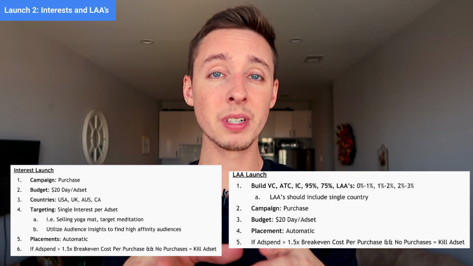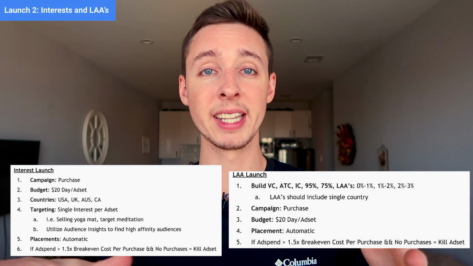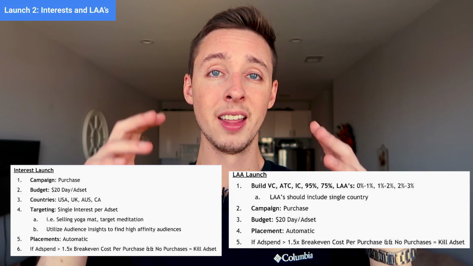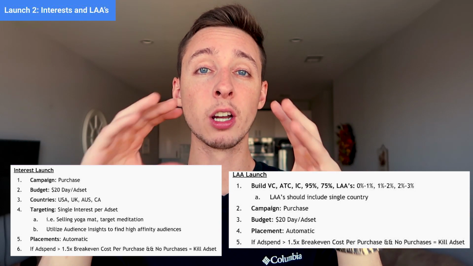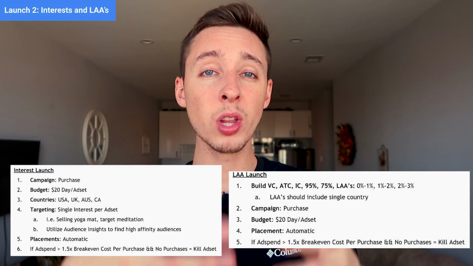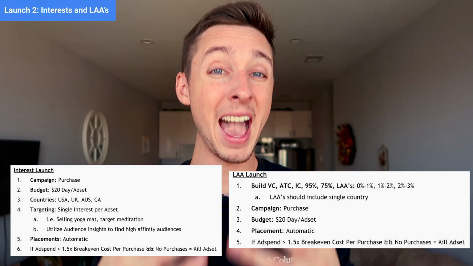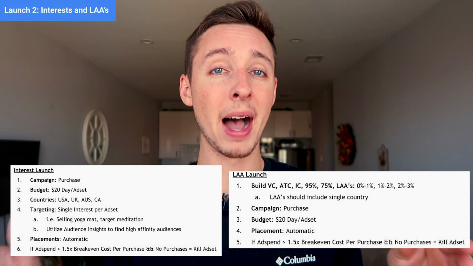I do a 0% to 1%, 1 to 2%, and 2 to 3% breakdown for the lookalikes. This time though, the lookalike should include a single country. I don't include all of the countries here solely because I know that I have 50 purchases. I'm gonna have a lot of data and accurate data to break it out by country.